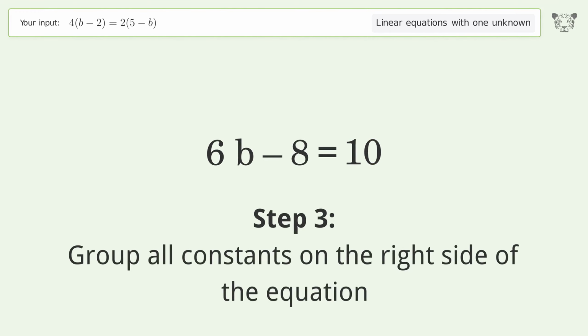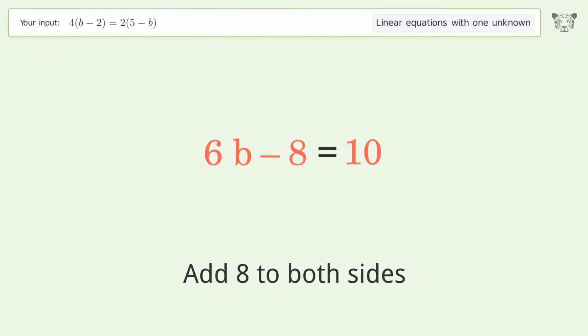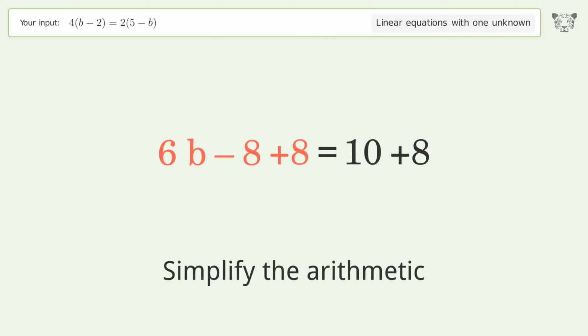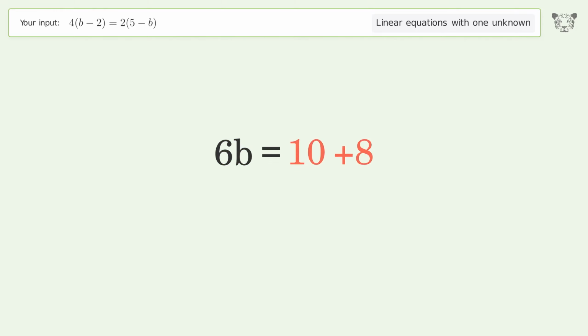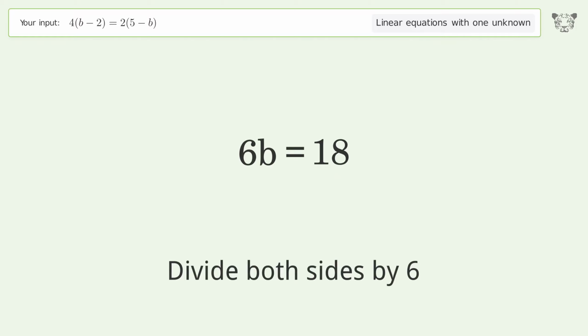Group all constants on the right side of the equation. Add 8 to both sides. Simplify the arithmetic. Isolate the b. Divide both sides by 6.